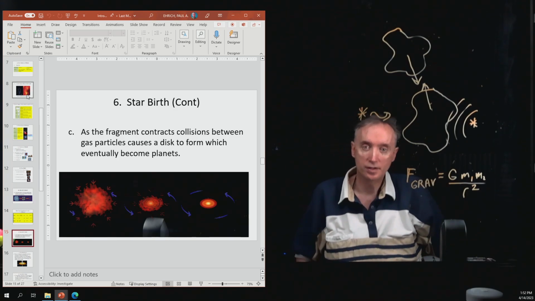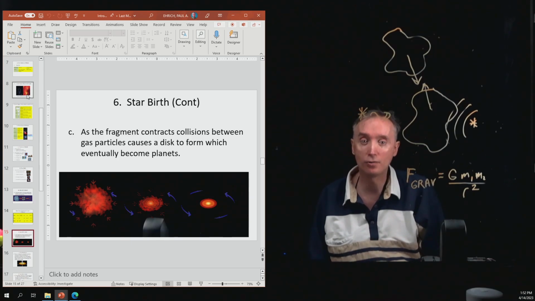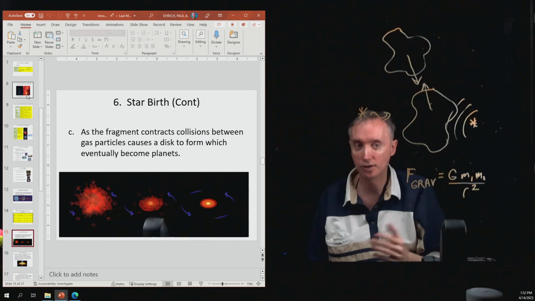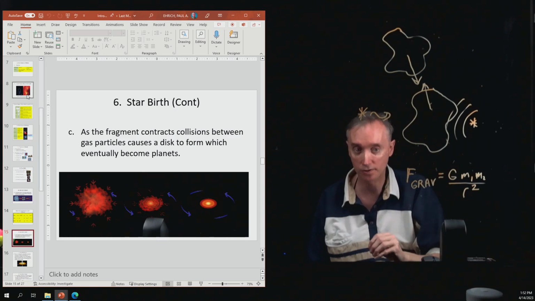So the next thing that happens is it turns into a disk. Now, we already studied this. We already did this part here. The disk is going to become the solar system, but we don't care about the solar system. We're interested in what's happening in the middle of the disk, which is where the star is going to be.